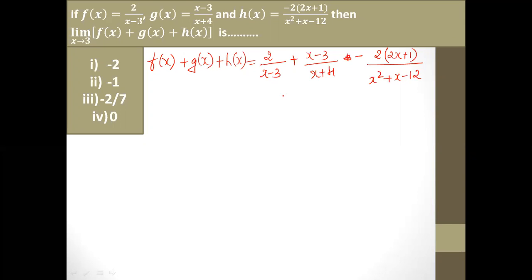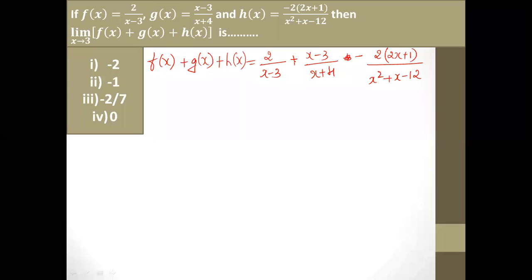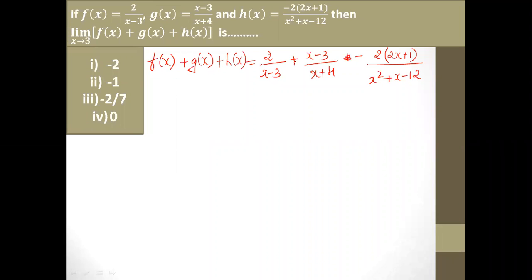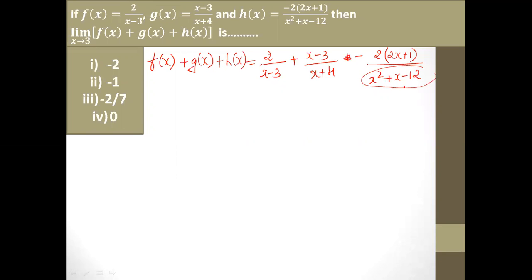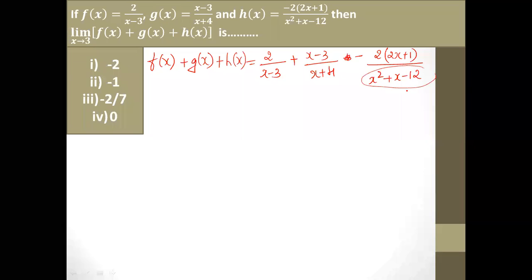Okay, so now if you see, all three are fractions, right? All three are fractions with different denominators, correct? With different denominators. But if you see, this is something in the quadratic form. Okay, this is in the quadratic form, correct?